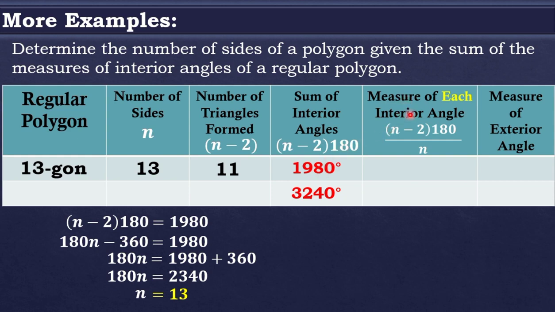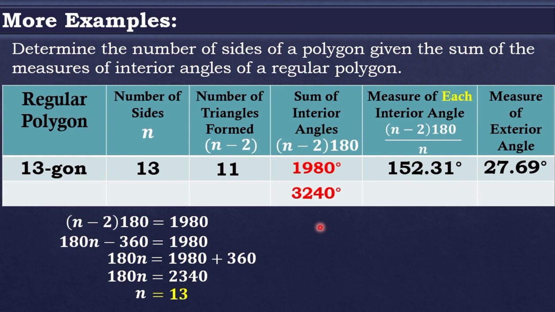And then, paano makukuha yung measure of each interior angle? I-divide po natin ito kasi hindi mo ito makukuha kung hindi mo alam yung n. So, 1,980 divided by 13, we have 152.31 degrees. So, nira-round off ko na po. And then, para makuha natin yung measure ng bawat exterior angle, if this is your interior angle, ima-minus lang po natin siya from 180. So, we will get 27.69 degrees.